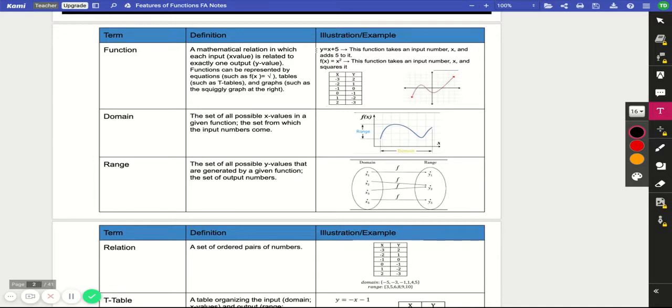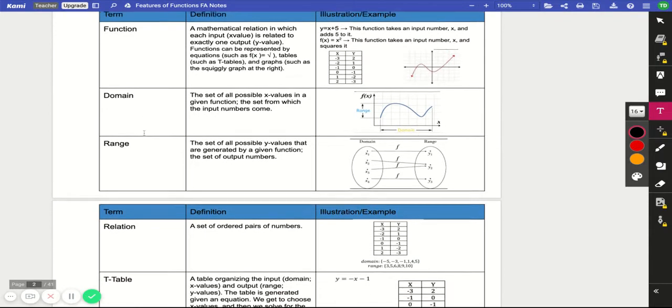Okay, so here are illustrations that will give you an example of a function. Y equals x plus 5. This function takes an input number of x and adds 5 to it. This function takes the input number of x and squares it for x squared. We have an example of a t-chart or a t-table, and then we have an example of a graph. That's a function.